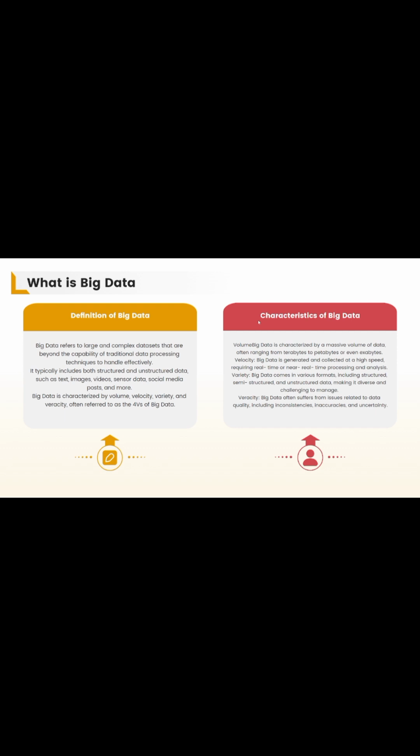What is big data? Big data is basically an extremely large and complex data set that traditional tools can't manage. It includes structured data like databases and unstructured data like images or social media posts. And there are basically four V's of big data. The first V is volume, a huge amount of data.